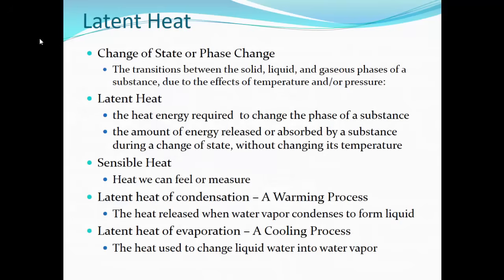What is important to us in the weather and understanding atmospheric sciences is what happens when water specifically changes from one state or one phase to another. So, latent heat, the release of latent heat or the absorption of latent heat. A change of state or a phase change is that transition between solid, liquid, and gas. All right? And that change of state typically occurs due to a change in temperature or pressure.